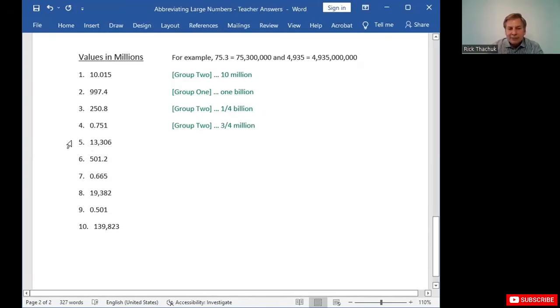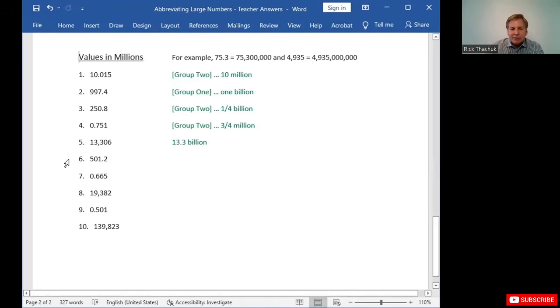The next one, 13,306 million. In expanded format, well, that's 13,306 million. Okay, what can we do with that? Well, it's not really close to 13 billion. It's not close to 14 billion. It's not really that close to any fraction. I think our best strategy here is to change the units to billions and round to 1 decimal. In which case, I will refer to that number as being 13.3 billion.